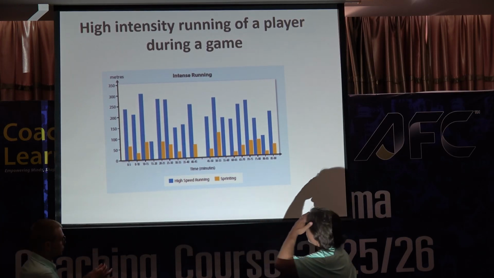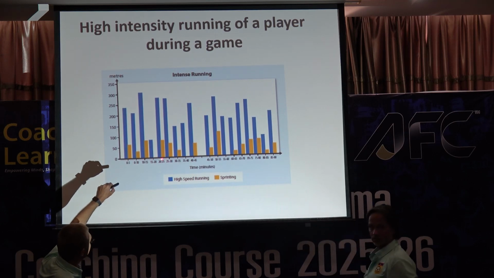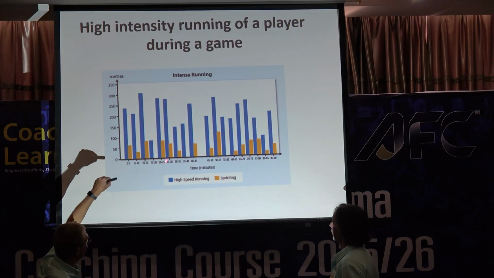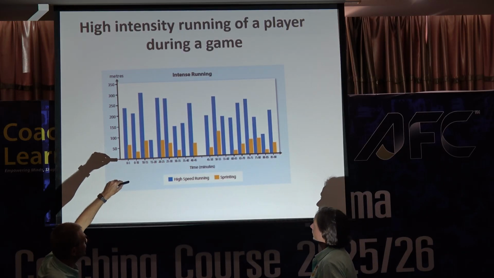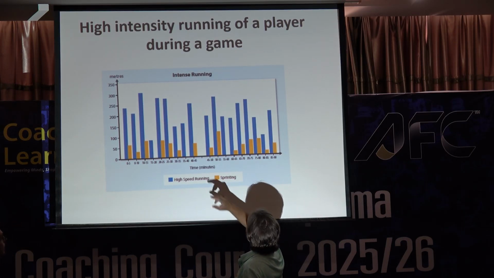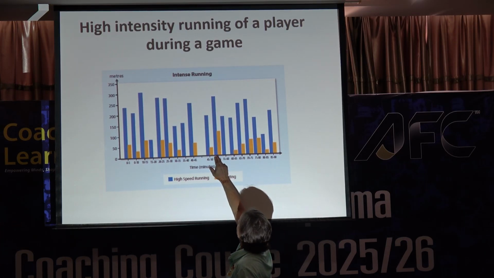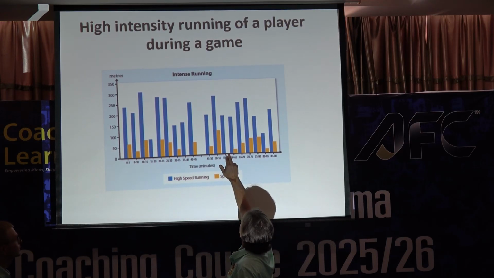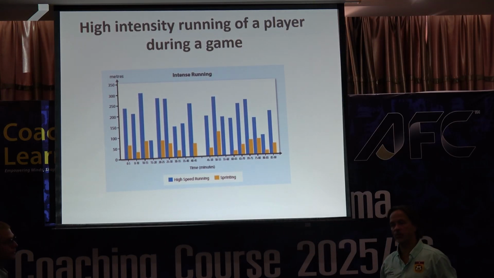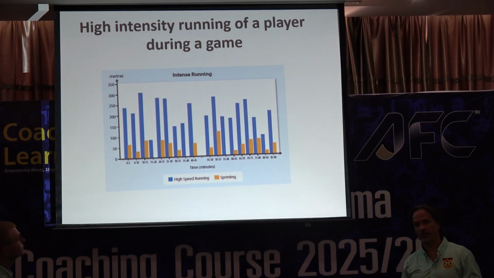Same in the second half: most intense periods in the second half, most sprinting of the game, then no sprinting at all, very little sprinting, 10 minutes. So this is clearly periods where players are fatiguing.